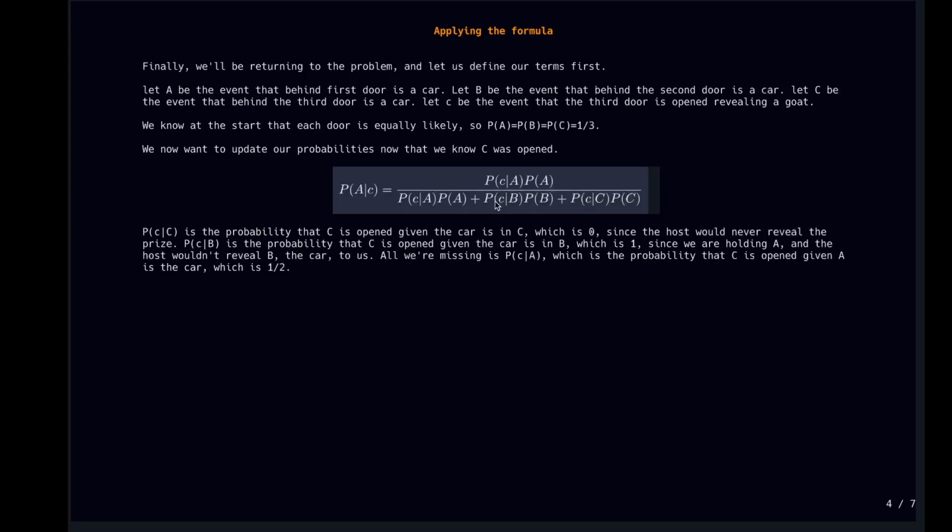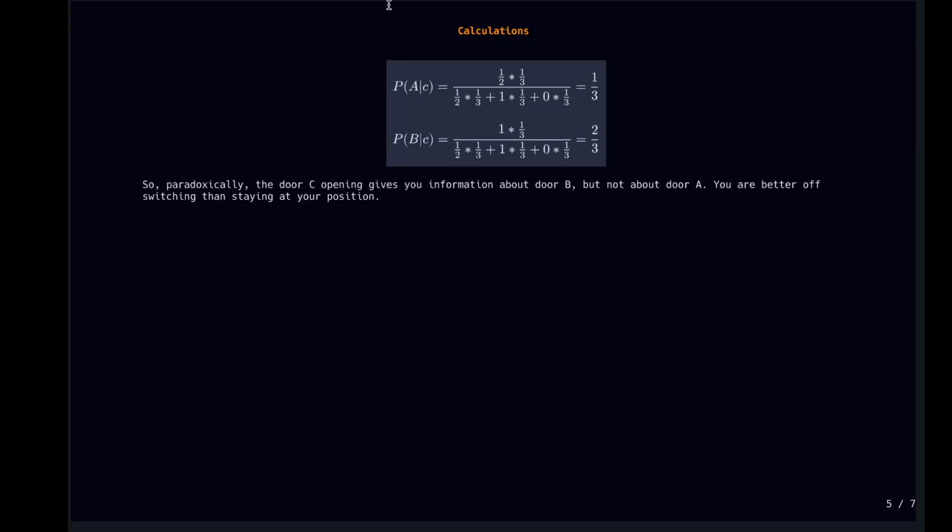And the probability that C is open given that B is a car, and we're holding A, is 100%. It's 1. Since we're holding A, he can't open A, and since B is the car, he won't open the car, so it's 1. And then obviously, if C is the car, he's never going to open C, so that's 0. And now we can just calculate it.